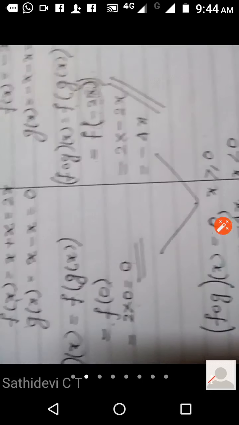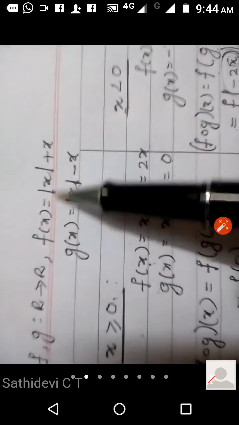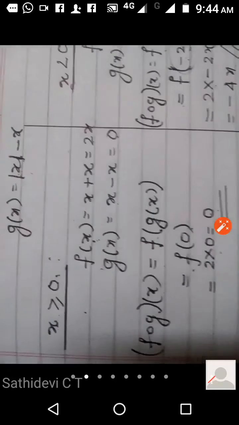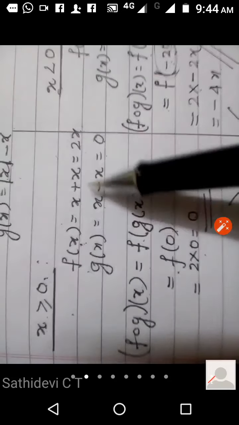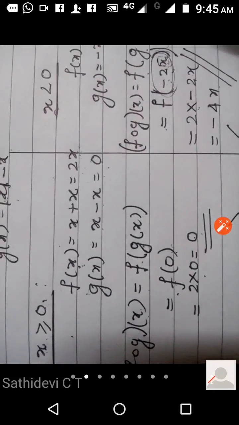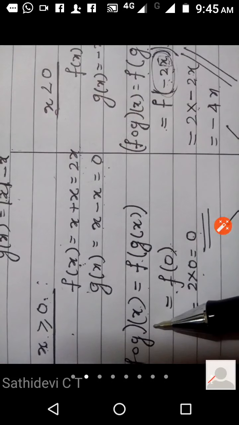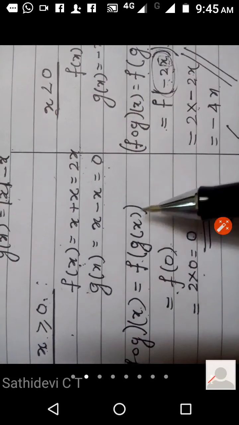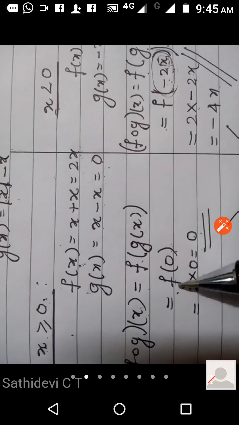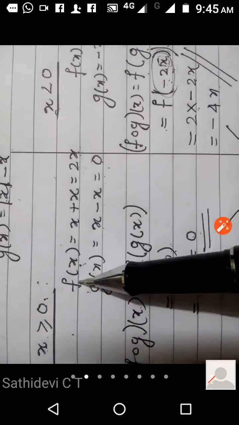We can just try to recollect once more. Given question is like this. F of x is equal to mod x plus x. G of x is mod x minus x. Both the cases we have redefined. For x greater than 0, f of x and g of x like this, x less than 0, f of x and g of x in this form. And here there is no confusion, direct. F composite g operator on x is f of g of x. The value of g of x put, you are getting f of 0. And what is f of 0? When x is greater than or equal to 0, f of 0 is 2 into 0.